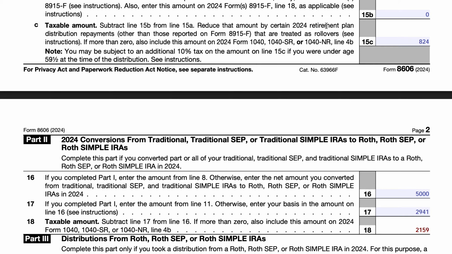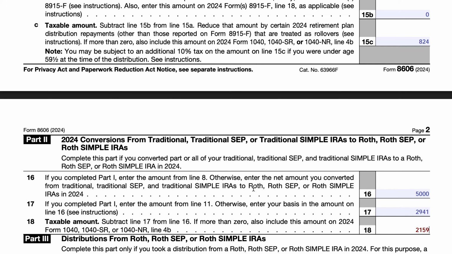So if you look at line 4, generally speaking, it's total IRA distributions. Line 4A would be the total distribution. Line 4B would be the taxable portion. And both the taxable distribution as well as the taxable Roth conversion amounts are included in line 4B.